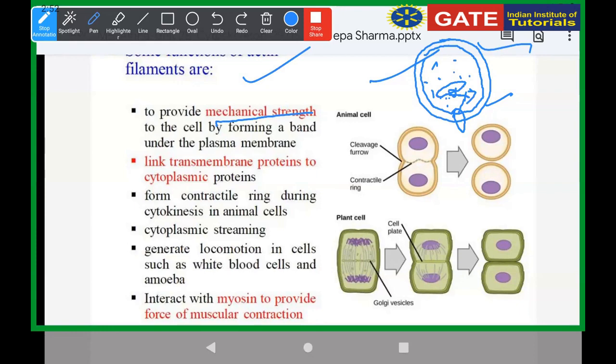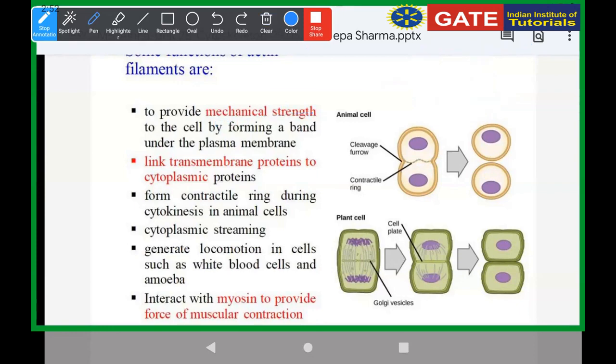Next, these actin filaments form the contractile ring during cell division. See, one cell gets separated to form two cells. This separating bridge is called the contractile ring. This is also called the cleavage furrow. Got it?